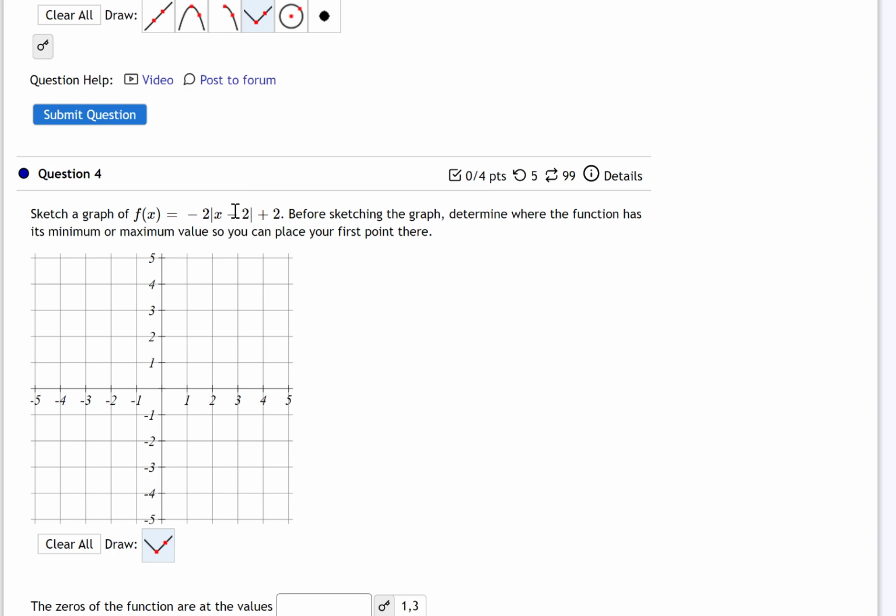For a bigger graph that says negative 2, absolute value of x minus 2, plus 2, I would start at the vertex. So this vertex would be 2, 2. So here's 2, 2. And then I'm going to use that negative 2 in front to say it's going to open down. And to show the stretch, when I go over 1, I'm going to go down 2 to get my second point.